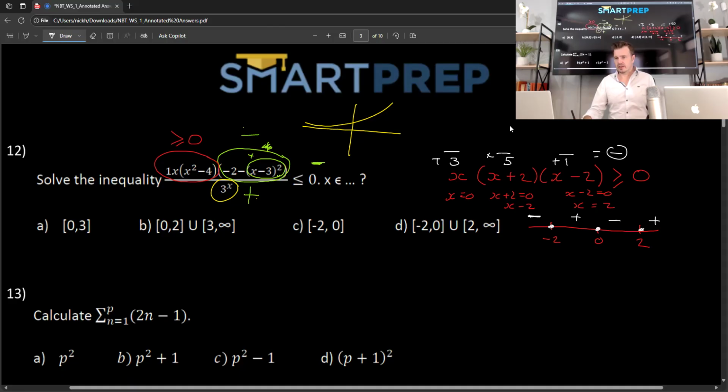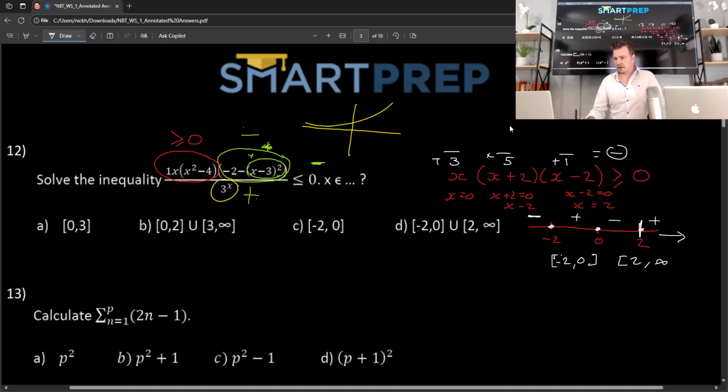And so what are we looking for? We're looking for where it's positive, right? So between -2 and 0. It includes the -2 and 0. And then positive from 2 all the way to infinity. So from there all the way to infinity would be 2 to infinity.